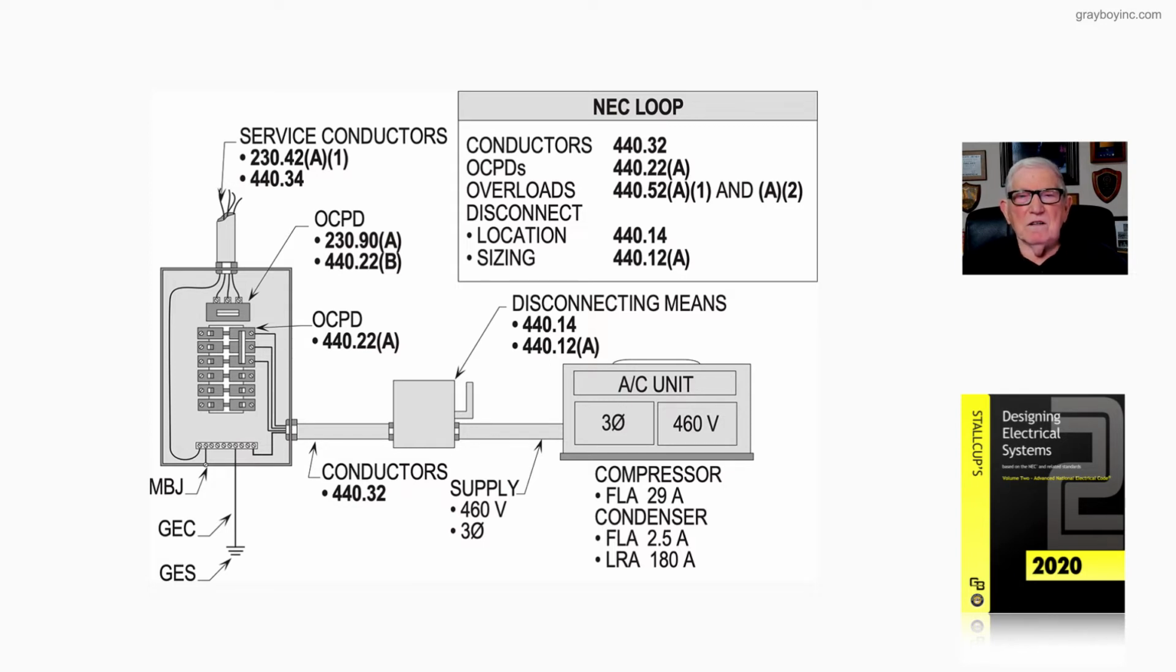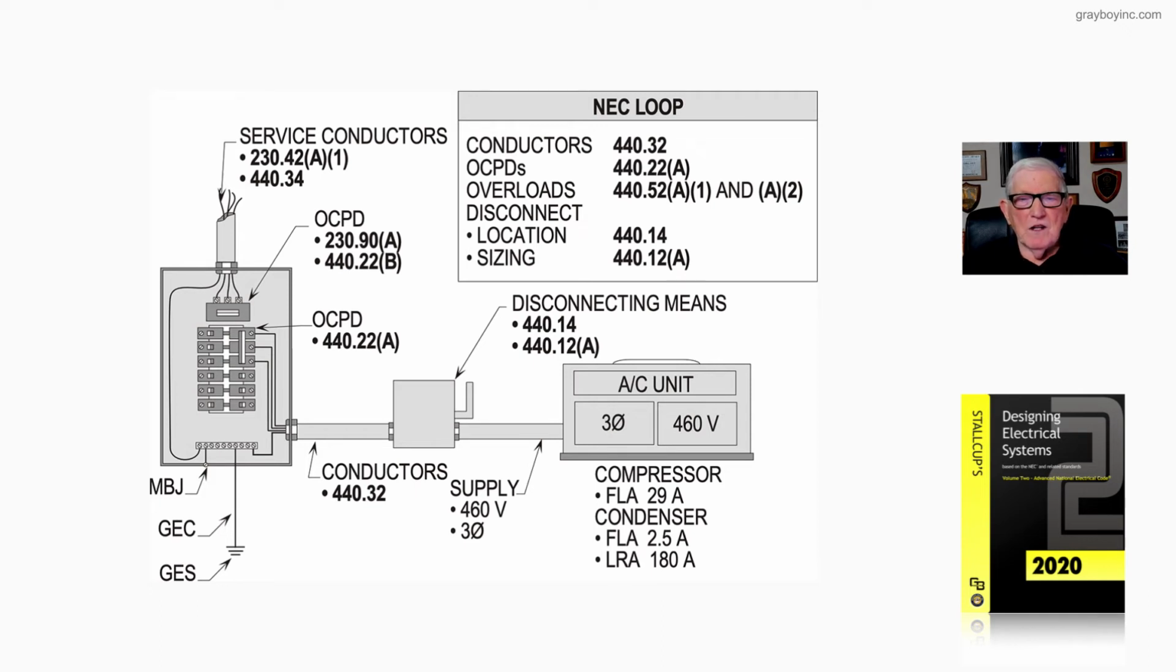The sizing of the disconnect is 440.12(A), based upon the running current and the locked rotor current. So we use Table 430.250 for running current, Table 430.251 for locked rotor current.